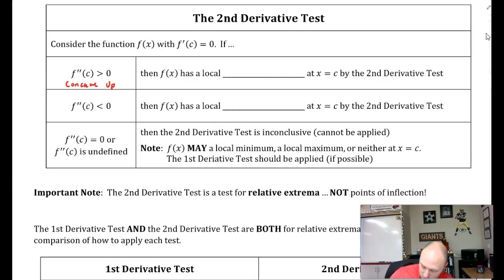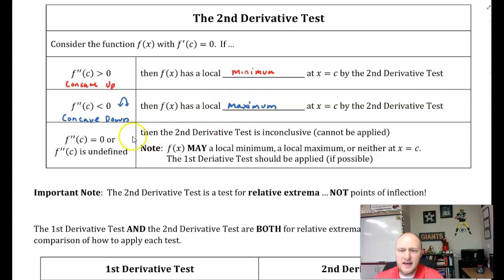Okay, and then f of x is going to have a local minimum at x equals c by the second derivative test. Second example, what if f double prime of c is less than 0? Well, then that means it is concave down. And sometimes I forget which is the maximum and minimum, so sometimes I like to just draw a quick parabola, concave up or concave down, and that's concave down. F of x has a local maximum at x equals c by the second derivative test.